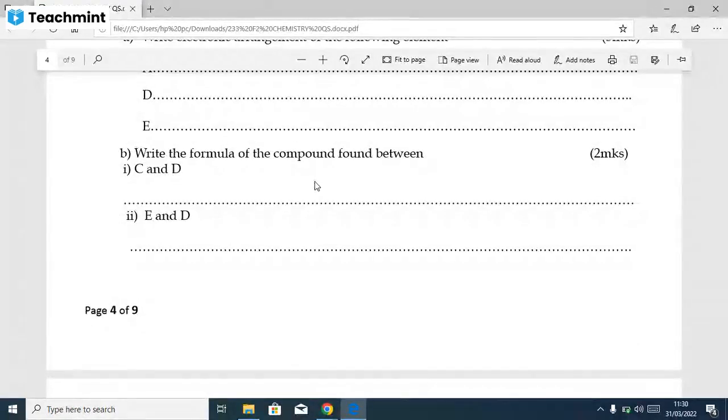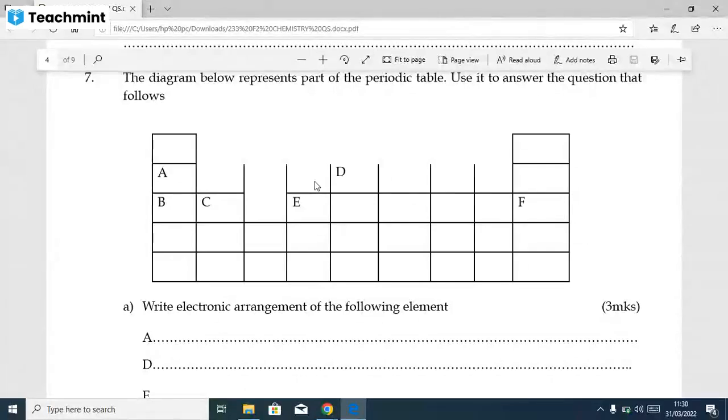Read the question. Write the formula of the compound formed between C and D. Yes, C and D. Go back. C and D, they are there. Formula of the compound formed. C and D.